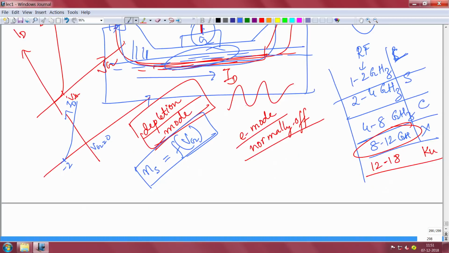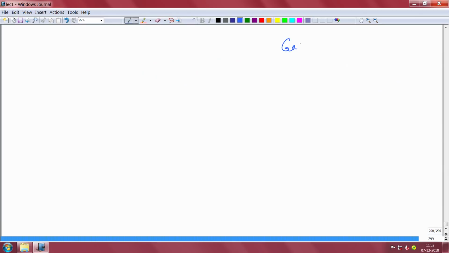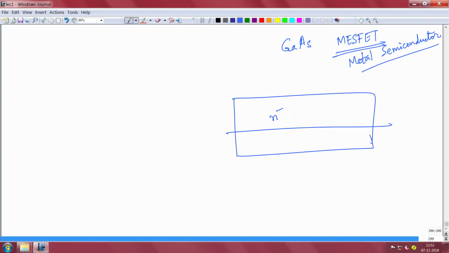Another very important compound semiconductor device that is widely used is the gallium arsenide MESFET. MESFET stands for metal semiconductor field effect transistor, and this is not modulation doped. What happens is that you have a lightly doped N minus gallium arsenide region, which could be, say, around 16 nanometer or maybe 100 nanometer thick. When I say lightly doped, you might be using something like 8 × 10¹⁷ per centimeter cube maybe. That is the doping, and this is the thickness.